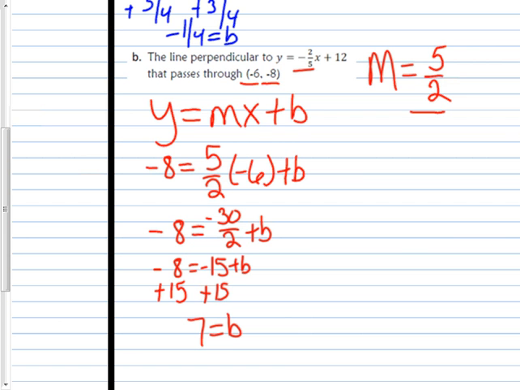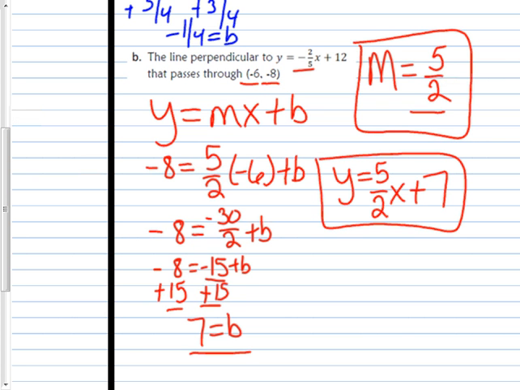Okay, so I had everything plugged in. 5 times -6 is -30/2. -30/2 reduces to -15. I added 15 to both sides. -8 plus 15 is 7. So the b equals 7. Go ahead and plug in the b and the slope for your final answer. And your final answer is y equals 5/2 x plus 7. And this line is perpendicular to our original line. Again, I know it's perpendicular because the slopes are opposite reciprocals, upside down and the opposite sign.